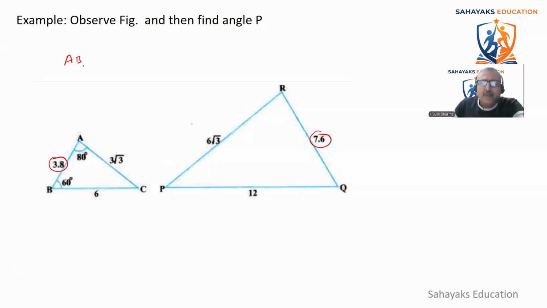So we'll say AB is in proportion with, this is the 80 angle with the 60 angle. So how will we write AB by RQ, or maybe QR? We don't know what that is as of now. First, we'll check with 6. When I'm saying from B to C, it's 6 and this is 12. So I can write BC divided by PQ. From AB I've taken, and then I'm taking BC divided by PQ.